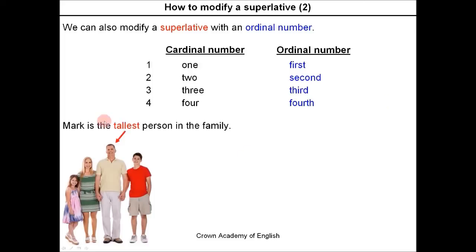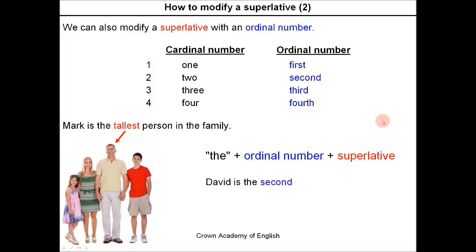Well, this is the normal example. This is without an ordinal number. We have already seen this. This is simple. Mark is the tallest person in the family. But now we want to describe this person. And here is the structure: the plus ordinal number plus superlative. David is the second tallest person in the family.